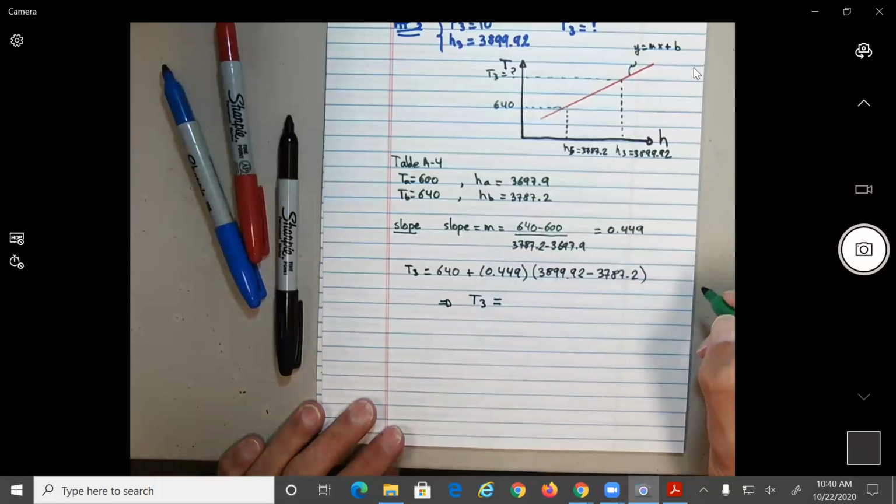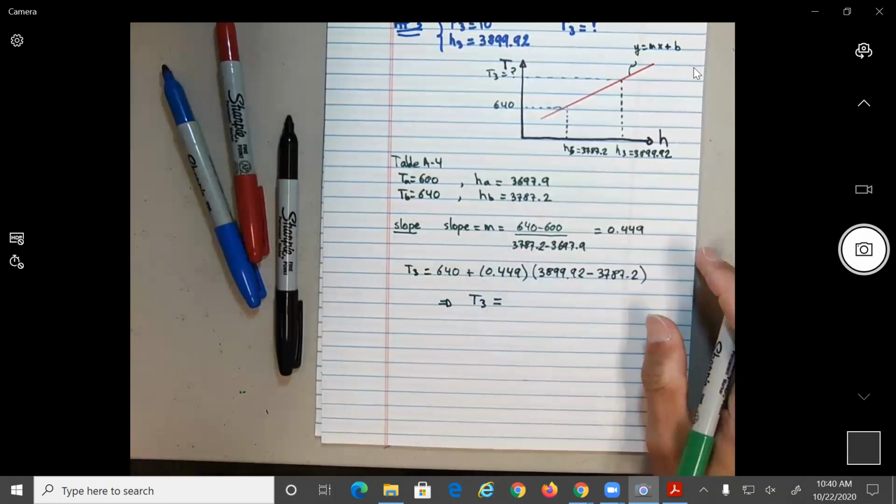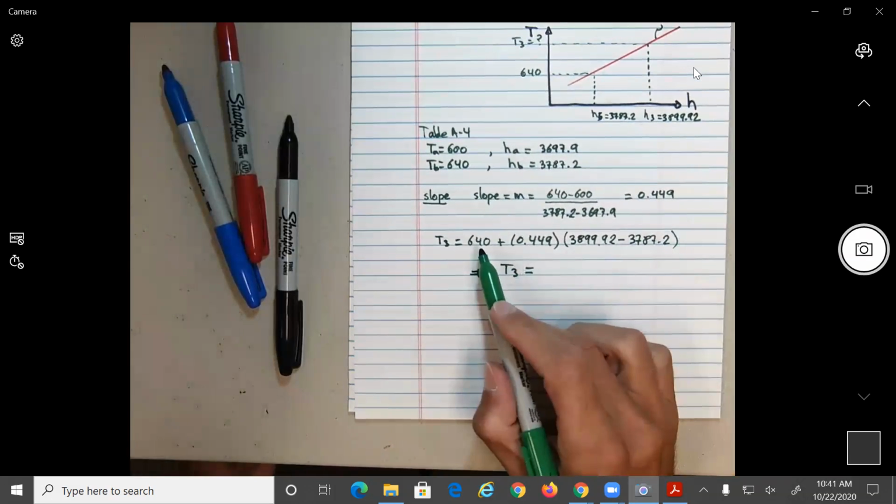And the 640 here, is it Celsius or Kelvin? You should check. I don't know, we will check. It is Celsius. So be careful, because here you need to transform everything into Kelvin, no?